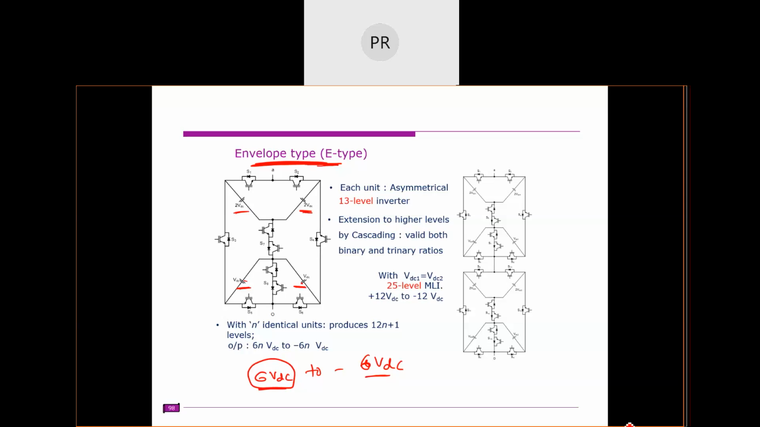Which switches need to turn on? S1, S4 and S5. S1 and S4, yes, S4, and S5, sir. S1, S4, S5, yeah, exactly.